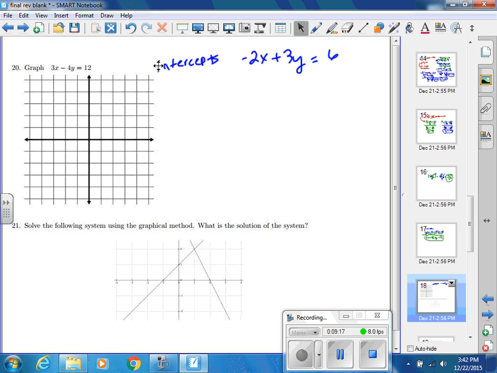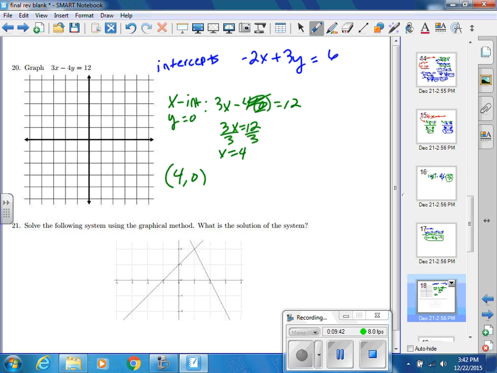So to find the intercepts, let's do it. Find the x-intercept. I let y be 0. So I get 3x minus 4 times 0 equals 12. Basically, I don't even look at that. So 3x equals 12. Divide by 3, divide by 3. X is 4. So I know this is the point 4 comma 0. I found that x was 4. Y is going to be 0.